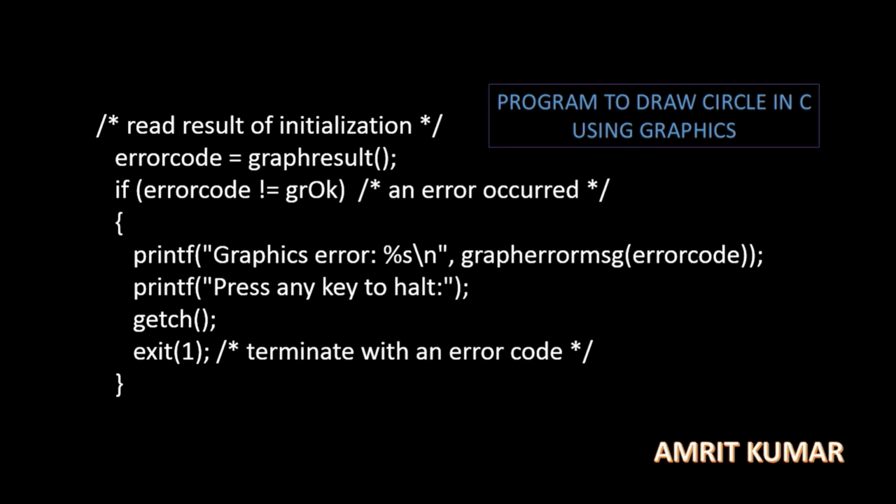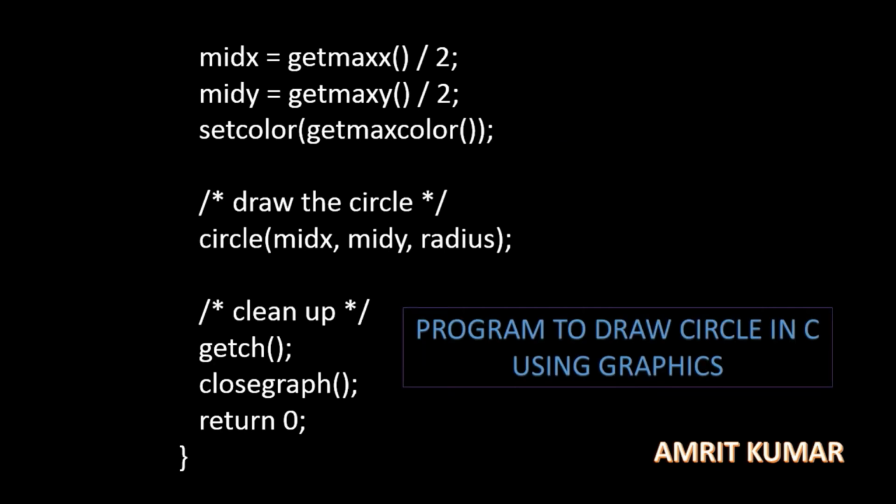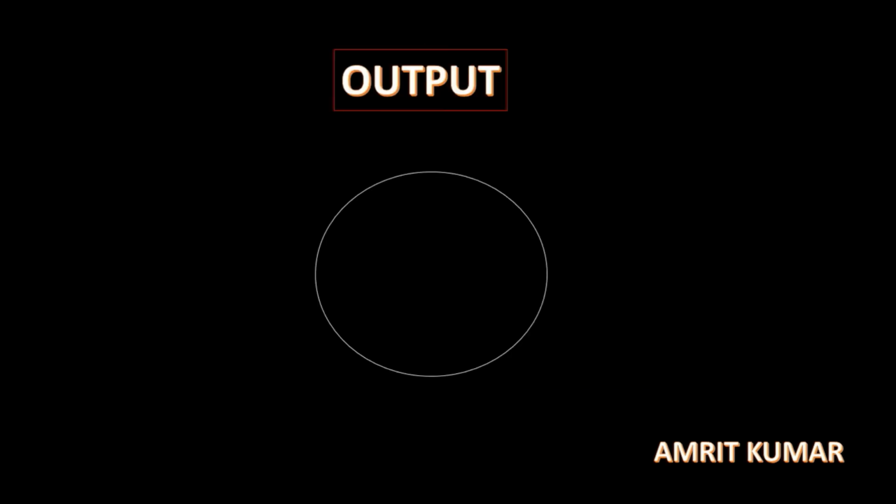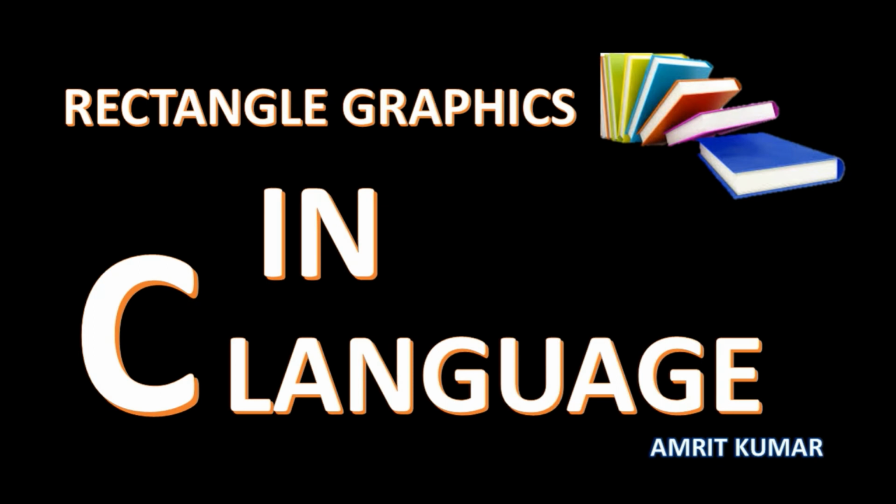Okay, so now we will move forward to how to draw a rectangle using the graphics in C language. So I hope that you have understood how to draw and initialize the graphics in C language. So let's look at how to draw a rectangle in C language. So rectangle graphics in C language. So we are just going to draw a rectangle using the graphics in C language. So let's look at it.